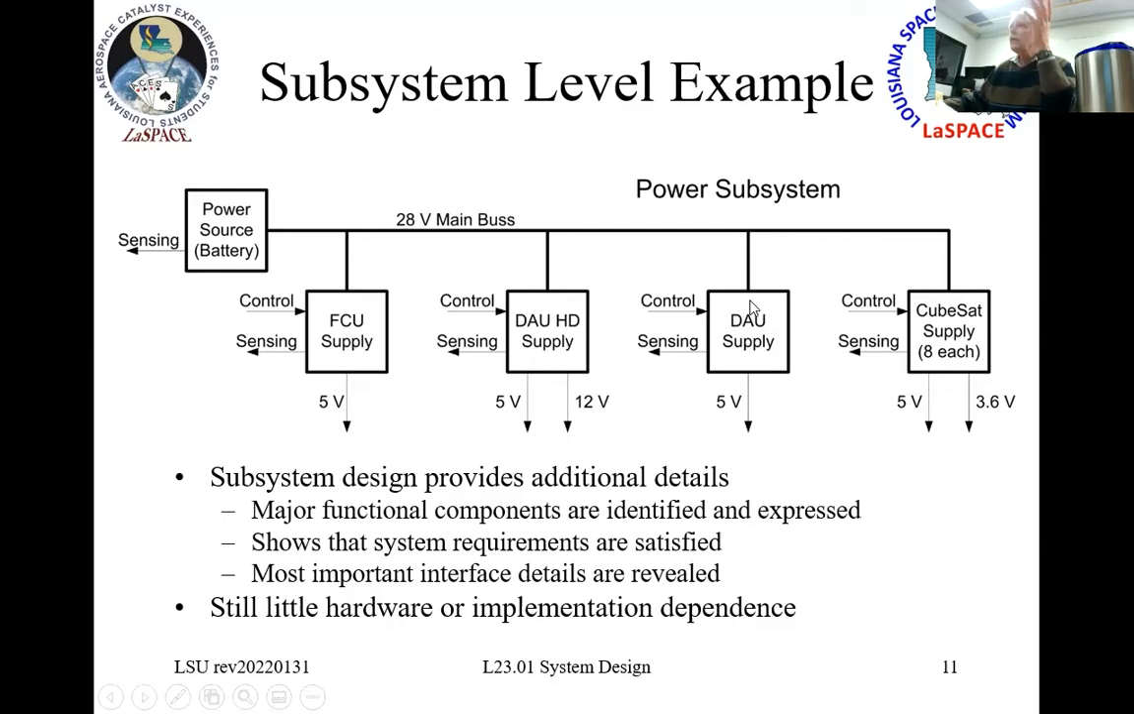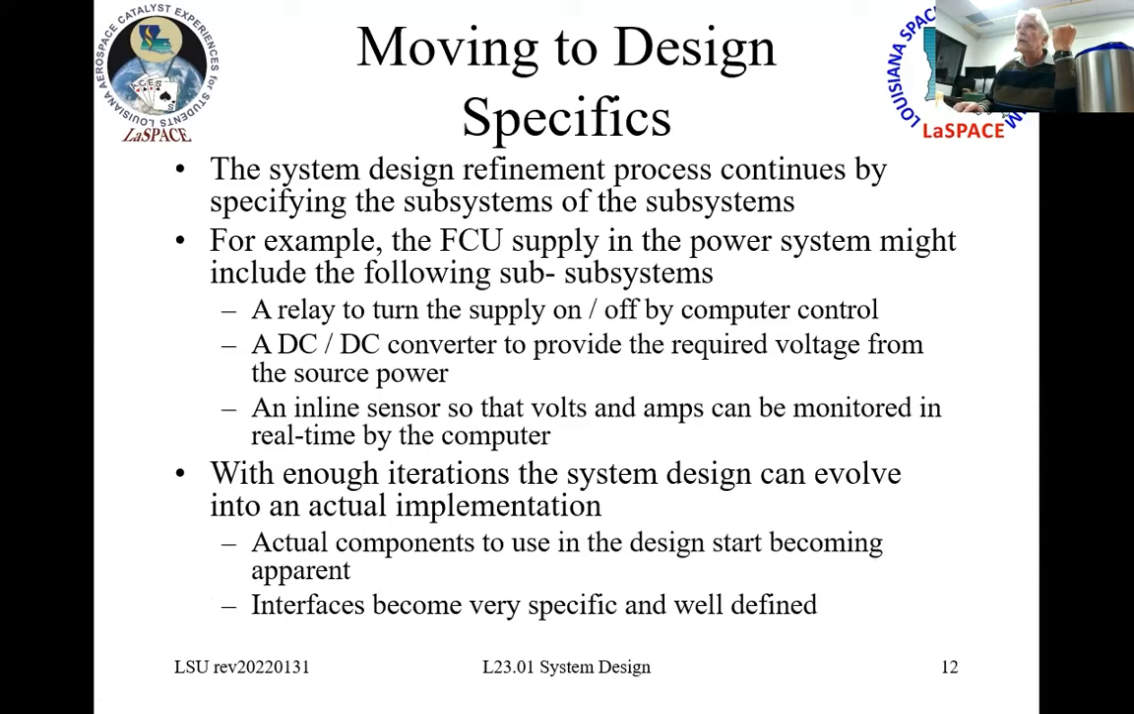So you see here that we're one level down, and we provide more information. We are still not implementing anything. There is not one piece of hardware being identified here. It's still functional items and interfaces, what these interfaces are. So we can go one more level down, and we can get closer to what the design specifics are.